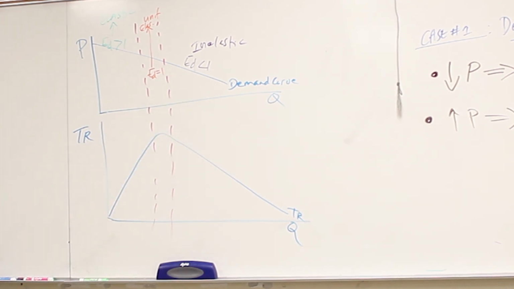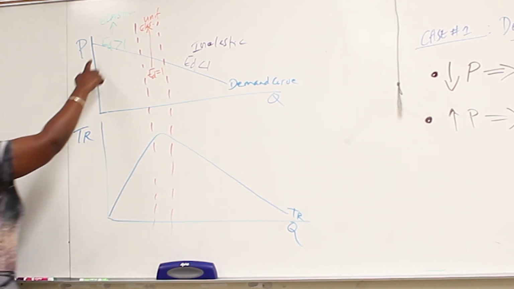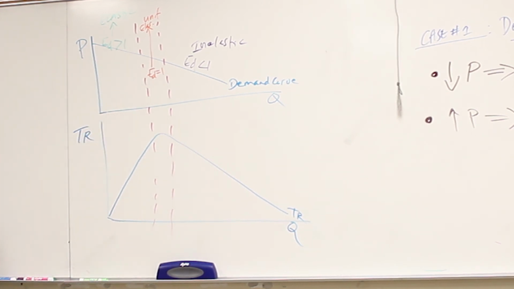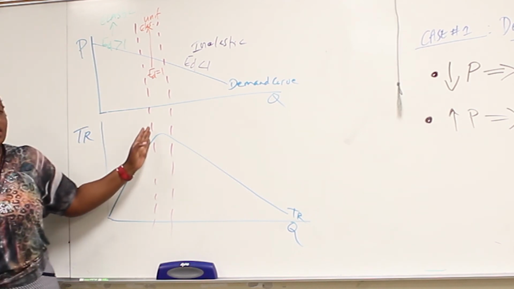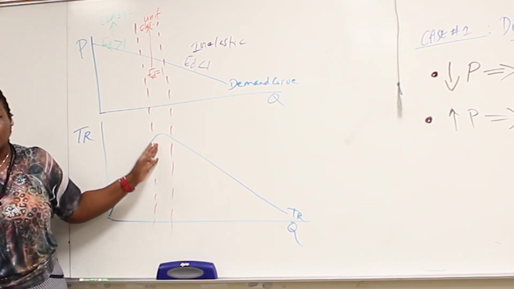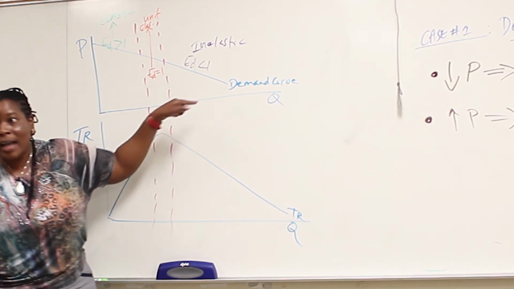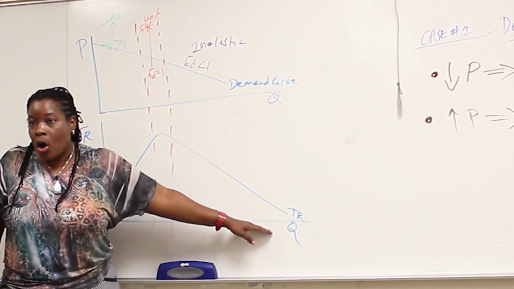Now let me show you how to read this. When we're going in this direction, what's happening to price? It goes down. It's dropping. If price is dropping, when demand is elastic, what should be happening to total revenue? It should be going up. You could read them simultaneously. When the price is dropping in the elastic portion, total revenue is rising. When the price is dropping in the inelastic portion, total revenue is falling.